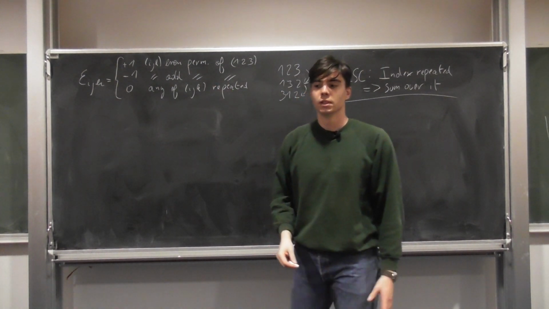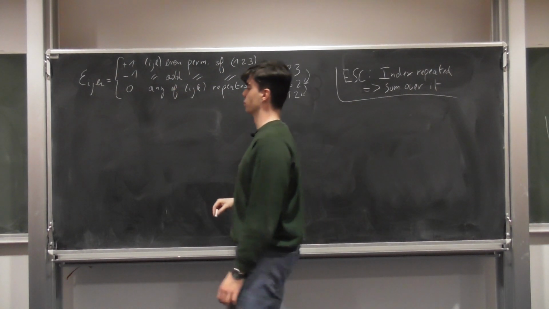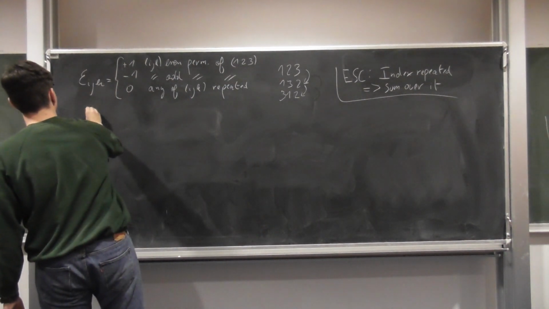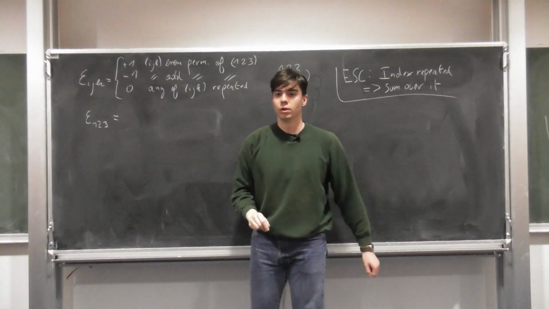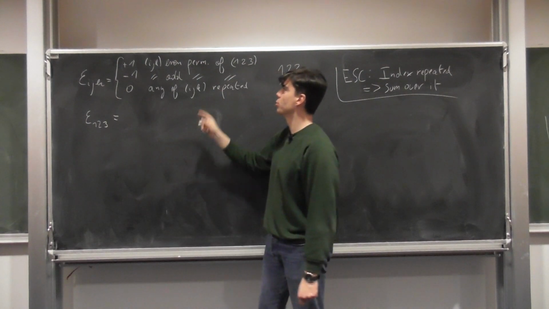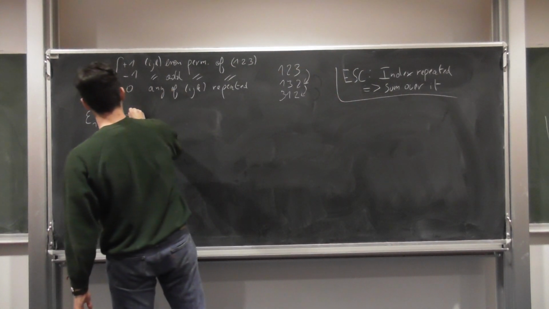Okay. Well, it might be helpful if we just wrote out a few of these symbols, right? So what is epsilon 1, 2, 3? Well, 1, 2, 3 is 0 permutations away from 1, 2, 3. That's an even number. So it's just equal to plus 1.